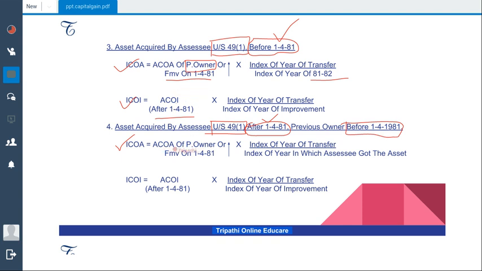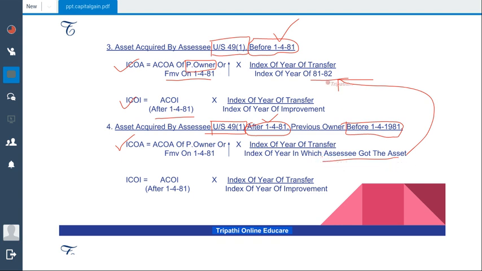So here also you will find actual cost of acquisition of the previous owner. Why we are taking previous owner? Because you are getting under section 49(1). So it will be actual cost of acquisition of previous owner or fair market value as on 1981, whichever is higher, into index of year of transfer upon index of year in which SSC got the asset. This is the change which we got in this formula. If you see the previous one, there we have index of year of 81-82, but here we have index of year in which SSC got the asset.